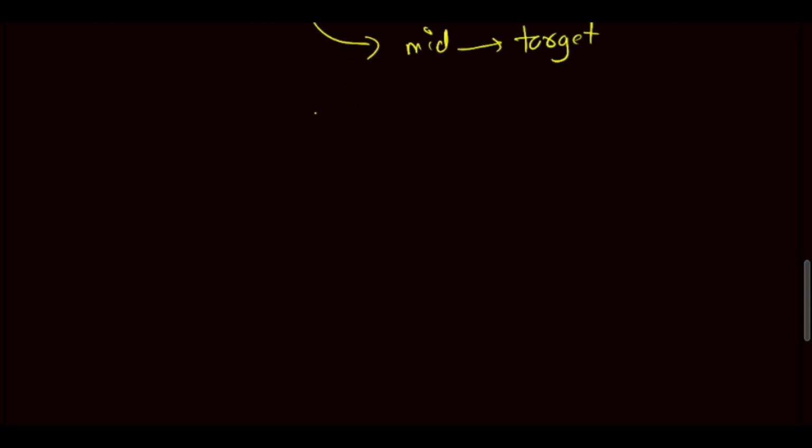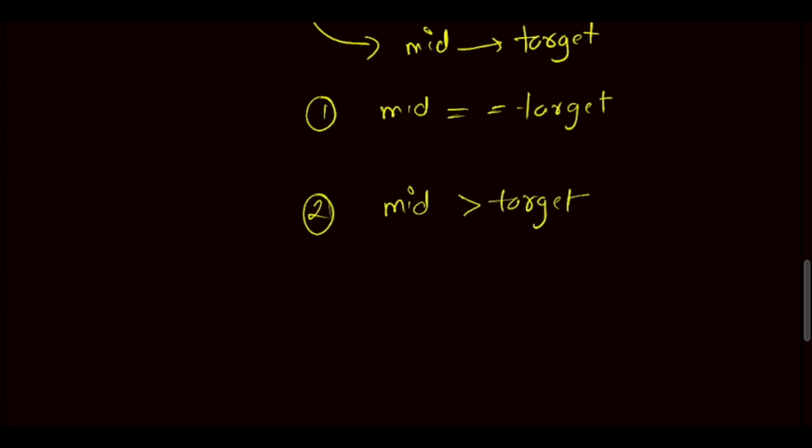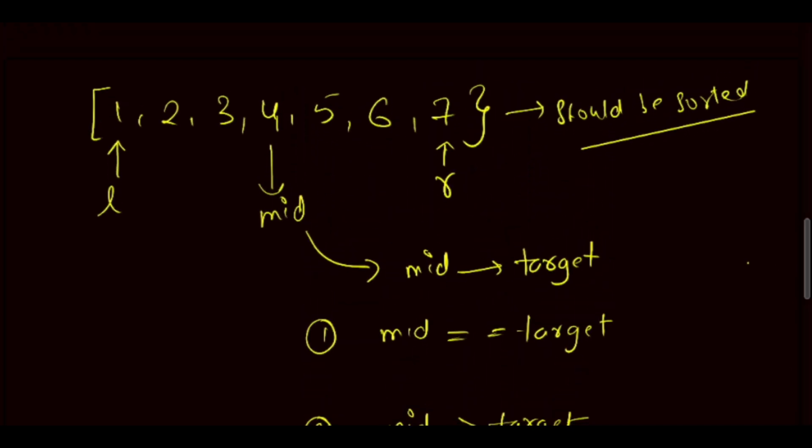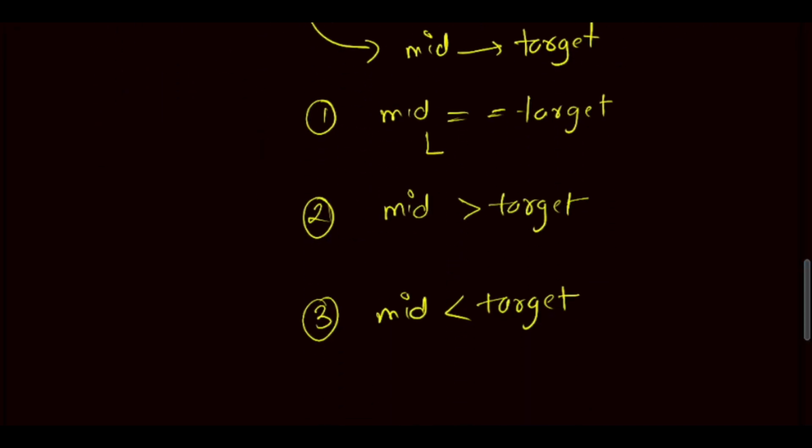Now there can be three possibilities. First one is when your mid is the target element. This is the best case you could encounter. There can be a possibility when your mid element is greater than the target. And there can be a possibility when your mid element is less than the target. Now the algorithm is, let's say you have found the first case. In this case you just need to return true, because you have found the solution. This is the best case to occur.